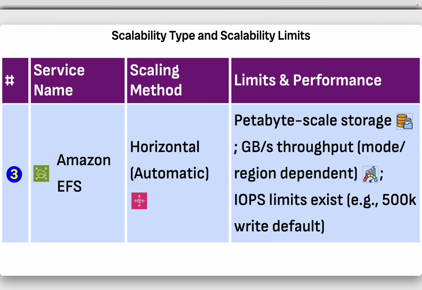Next, Elastic File System. Scaling is horizontal and it's automatically taken care of. Some limits: it's petabyte scale storage. And the throughput is in GB per second, which is gigabytes per second. It depends on the mode or the region. There are IOPS limits which exist, for example, 500,000 write is the default.